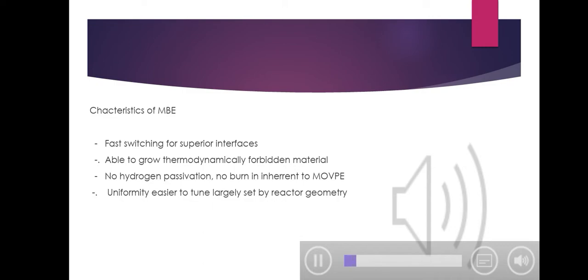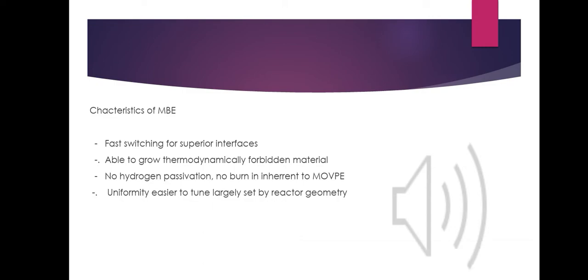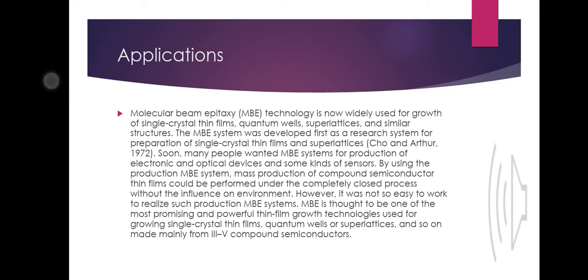Characteristics of MBE. Number 1. Fast switching for superior interface. Number 2. Able to grow thermodynamically forbidden material. Number 3. No hydrogen passivation, no burn-in inherent to MOVPE. Number 4. Uniformity, easier to tune, largely set by reactor geometry.